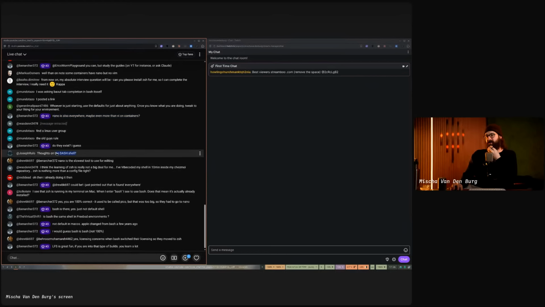Thoughts on the Dash shell? Never even heard of it, so probably irrelevant. Yeah, Nano is slow. Do not use slow Nano.